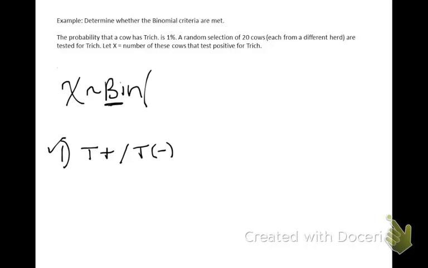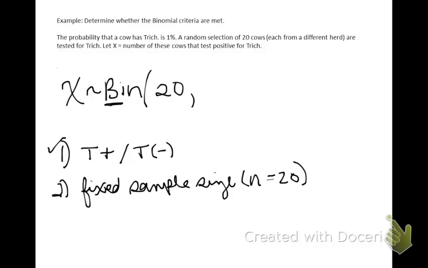The next thing that's written in the notation is the sample size. It says that 20 cows were randomly selected. This tells us that there's a fixed sample size of 20. The final thing that we need to put into the notation is the probability of success. And the probability a cow has trig is 1%. Always write this as a decimal, so we'll fill in 0.01. And in our requirements, we can say that there is a constant probability of success.